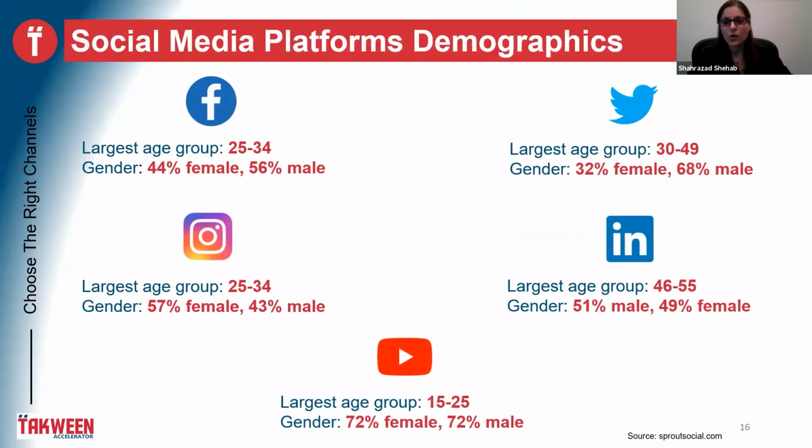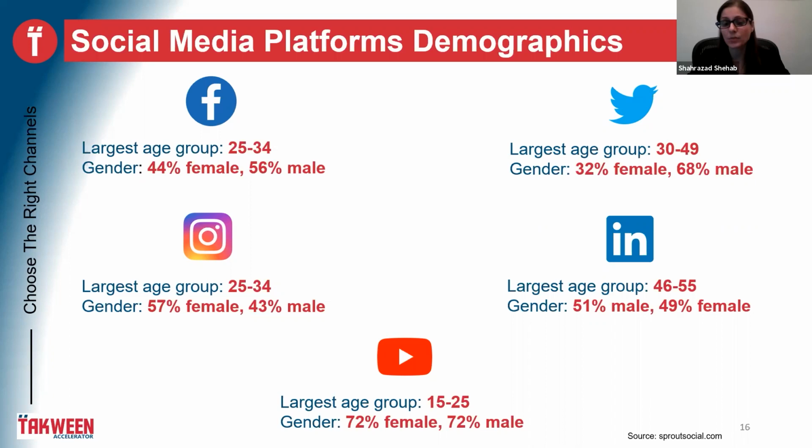Okay, so here is a list of must-know social media demographics for the year 2021 and beyond. These numbers are based on the latest research. So as you can see here, for example, the largest age group for Facebook is people between 25 and 34 years old, and 44% are female, 56% are male.